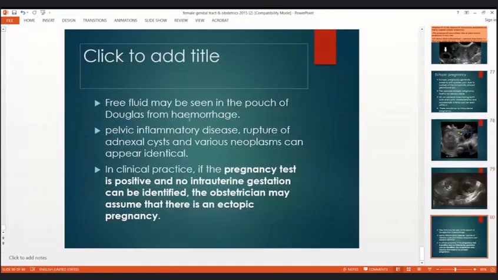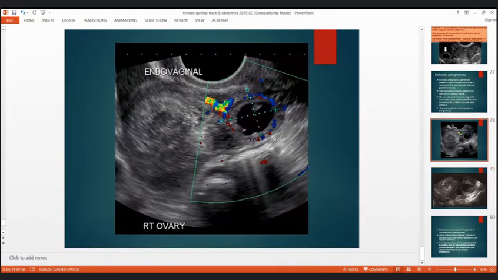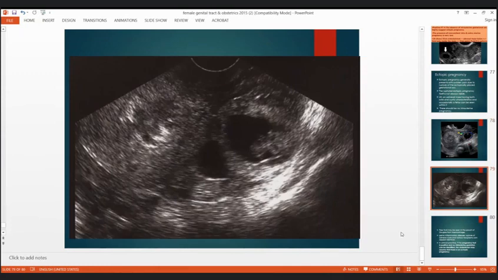Free fluid may be seen in the pouch of Douglas from hemorrhage. However, pelvic inflammatory disease and rupture of adnexal cysts and various neoplasms can give an identical appearance. So in clinical practice, if the pregnancy test is positive and no intrauterine gestation can be identified, the obstetrician may assume that there is an ectopic pregnancy. He will send the patient for ultrasound, and in the presence of a complex adnexal mass lesion on ultrasound, the diagnosis becomes very apparent that the case is most likely an ectopic pregnancy.